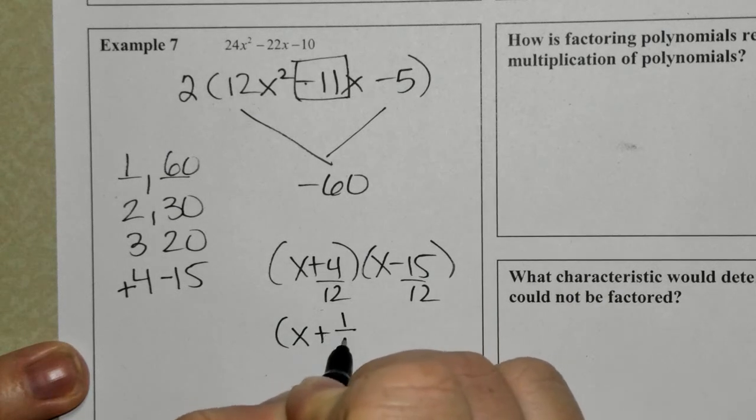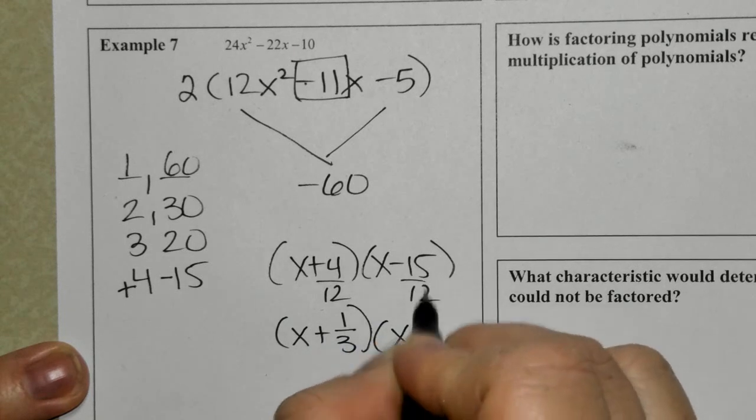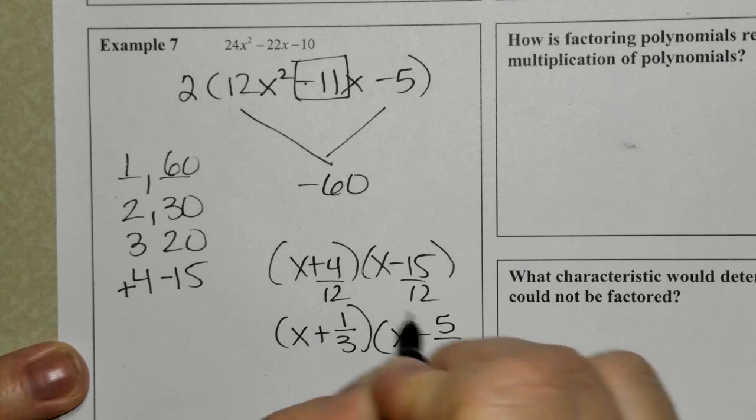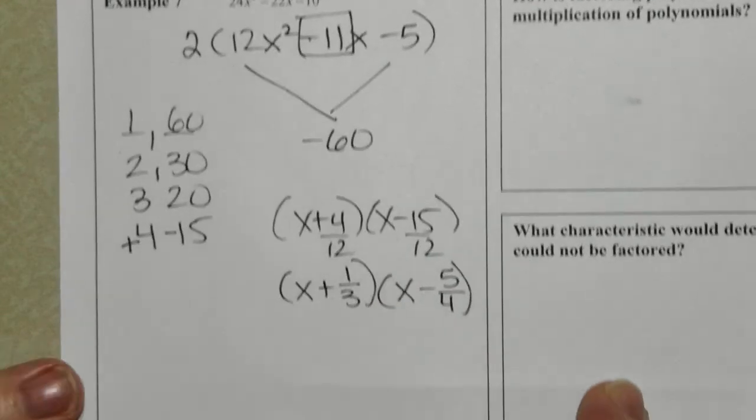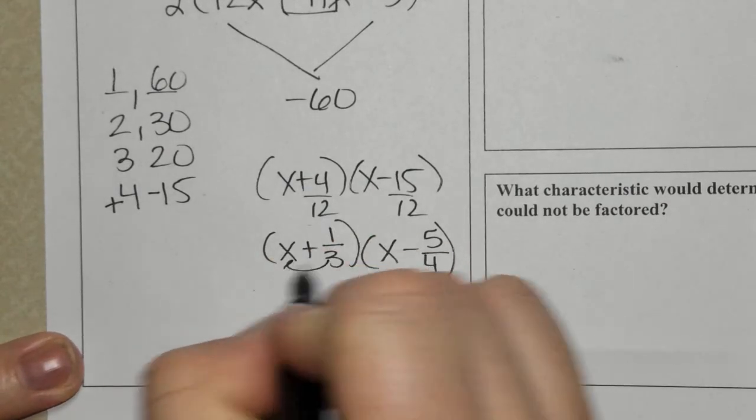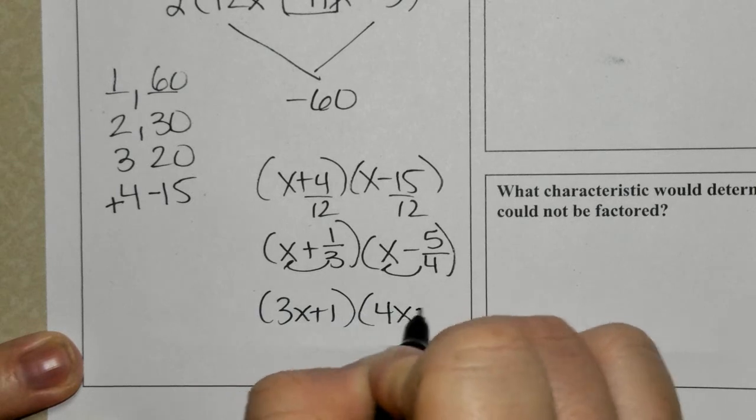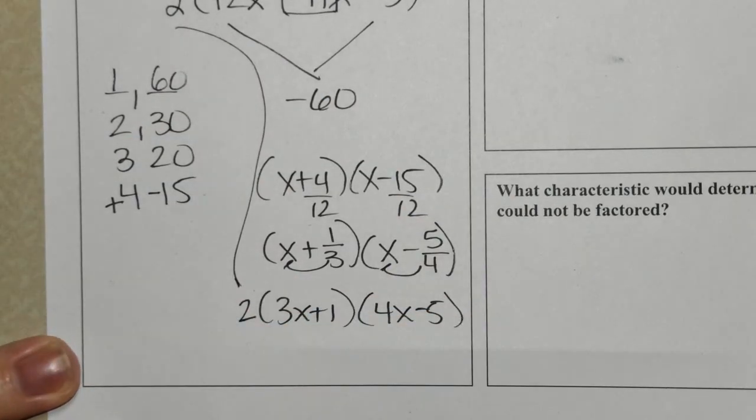4 goes into itself once, 4 goes into 12 3 times. Both divisible by 3. 3 goes into 15 5 times, 3 goes into 12 4 times. Okay, so I've reduced, but I don't get a single number, which means I need to do bottoms up. 3x plus 1, 4x minus 5, and don't forget about the 2 out front. This was lesson 4.